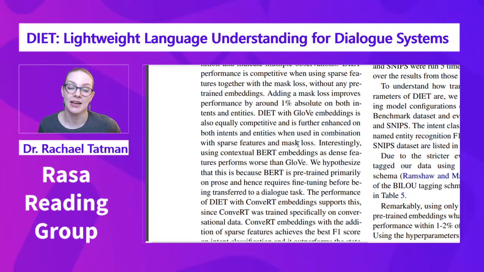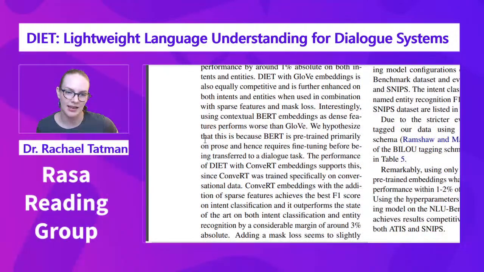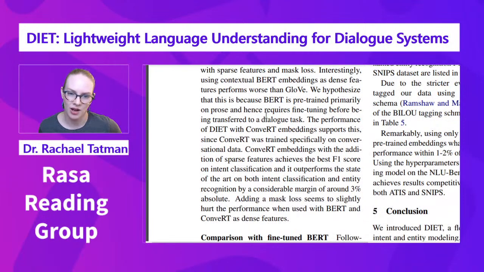Interestingly, using contextual BERT embeddings as dense featurizers performs worse than GloVe. We hypothesize that this is because BERT is pre-trained primarily on prose and hence requires fine-tuning before being transferred to a dialogue task. The performance of DIET with ConveRT embeddings supports this, since ConveRT was trained specifically on conversational data. ConveRT embeddings with the addition of sparse features achieves the best F1 score on intent classification, and it outperforms the state of the art on both intent classification and entity recognition by a considerable margin of around 3%. Adding a mask loss seems to slightly hurt the performance when used with BERT and ConveRT as dense featurizers. Interesting. I don't have a good hypothesis as to why that could be.